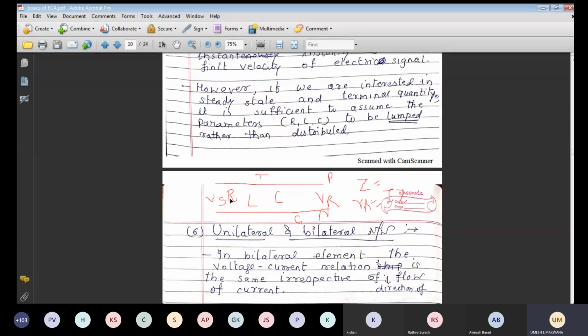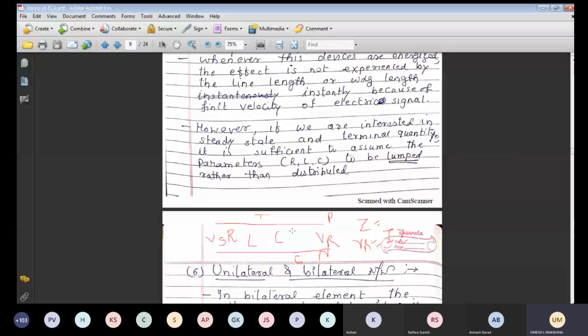Now this resistance is distributed. We know that this is the distributed resistance. Inductance is also distributed and capacitance is also distributed. So for the analysis purpose, we have to assume that all these parameters are at one place. You will study such types of analysis in your next semester, but I am just giving a simple circuit diagram.